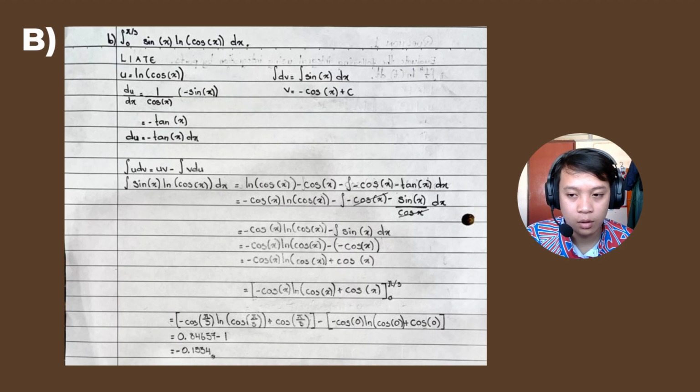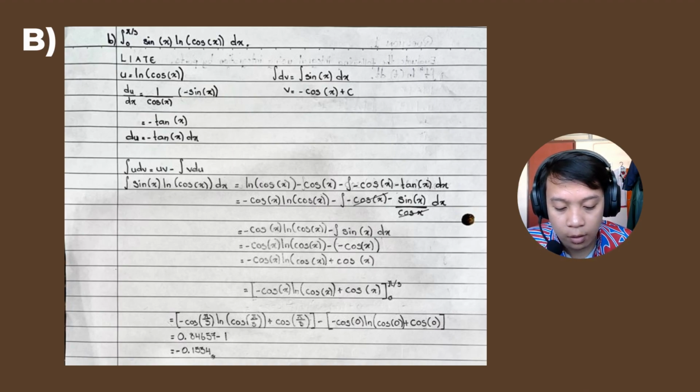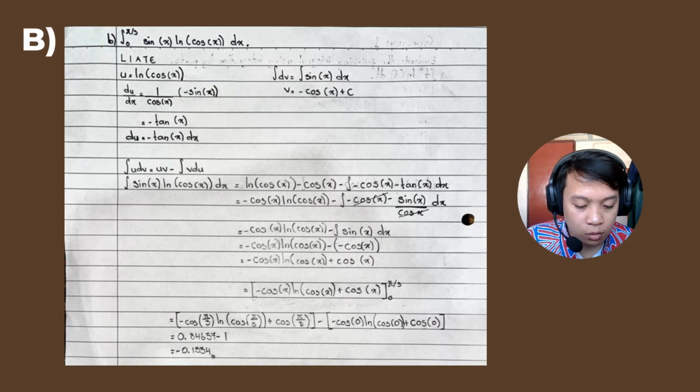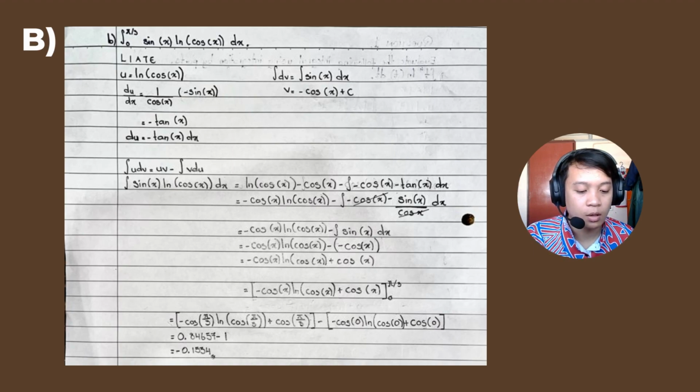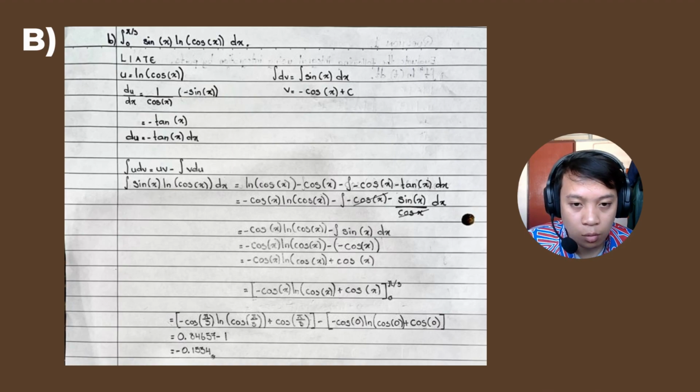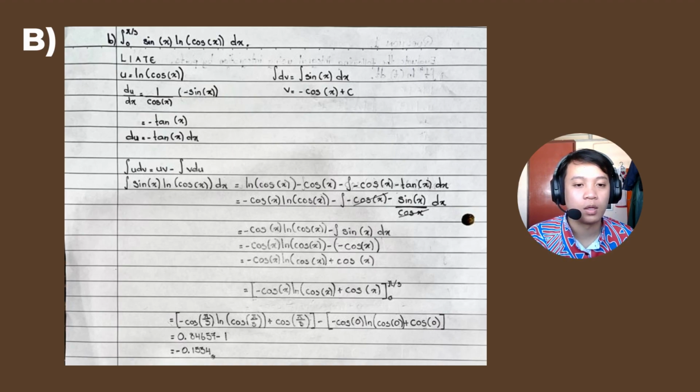Lastly, we substitute pi over 3 and 0. So first we set our calculator to radian. So I get negative cos pi over 3 ln cos pi over 3 plus cos pi over 3 minus negative cos 0 ln cos 0 plus cos 0. So we will get the final answer, which is negative 0.1534. That's all. Thank you.